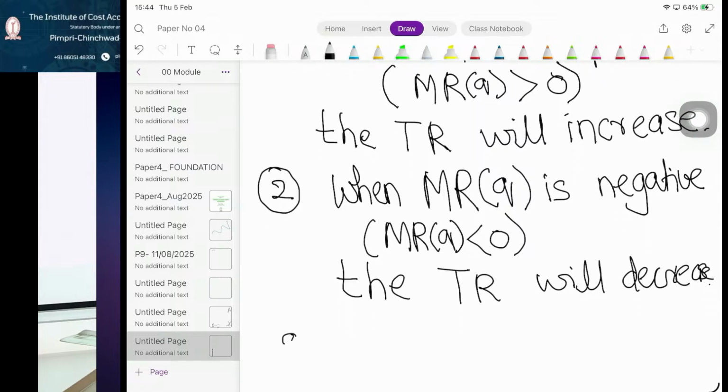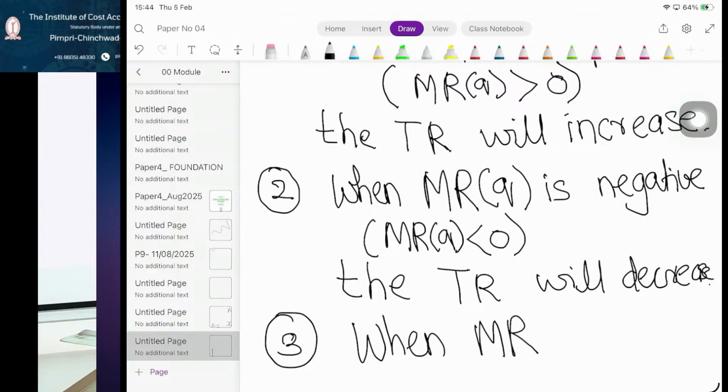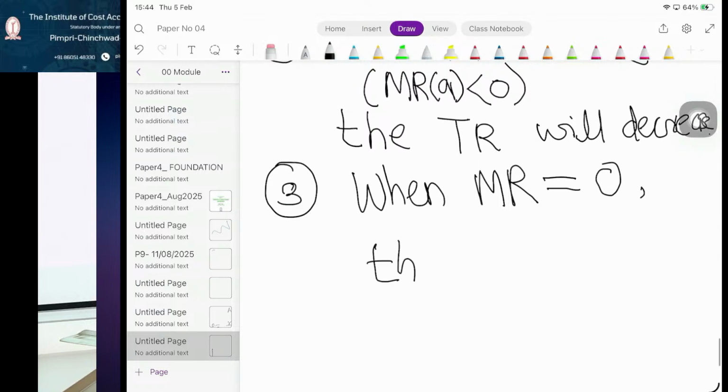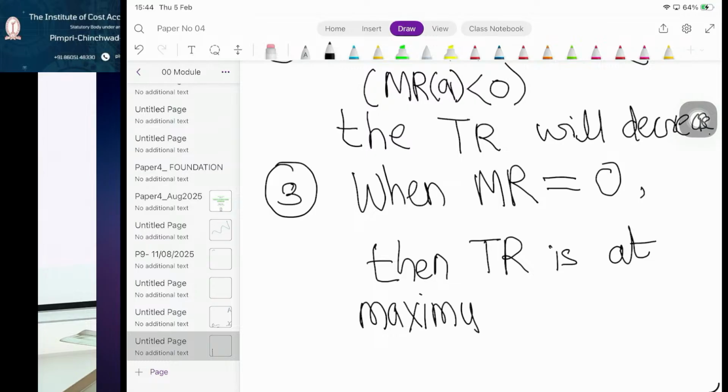See this third, let me write down, then we'll draw that graph. When marginal revenue, see it's positive and this is negative, so in between that what is the value? 0. When marginal revenue is equal to 0, then total revenue is at maximum. Total revenue is at maximum.